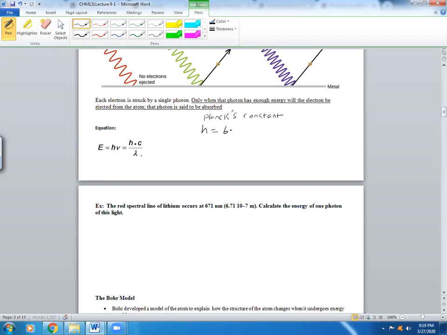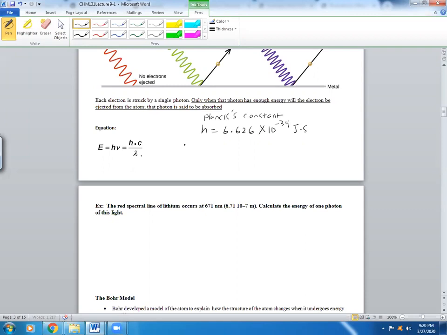and it's 6.626 times 10 to the negative 34th joules times second. It's a constant, so it's always available. Just be able to use this equation in both forms. So here it is, Planck's constant, the frequency, based on what Einstein told us, equals, now in the other form, Planck's constant times the speed of light over lambda.